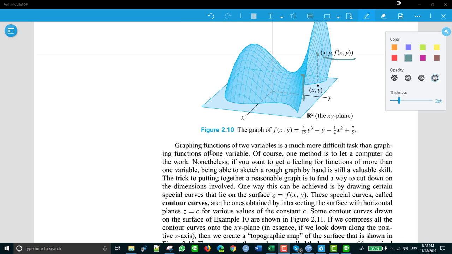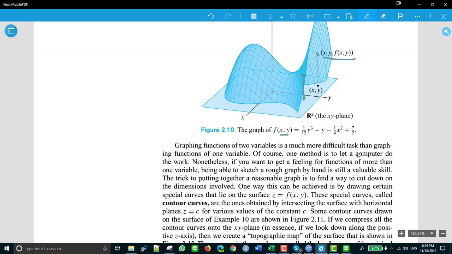So, of course, graphing a function of 2 variables like we just did here is much more difficult than graphing a function of 1 variable. So I think it would be pretty hard to draw that. Of course, one method is to let a computer do the work. Nonetheless, if you want to get a feeling for functions of more than 1 variable, being able to sketch a rough graph by hand is still a valuable skill. The trick to putting together a reasonable graph is to find a way to cut down on the dimensions involved. One way this can be achieved is by drawing certain special curves that lie on the surface.